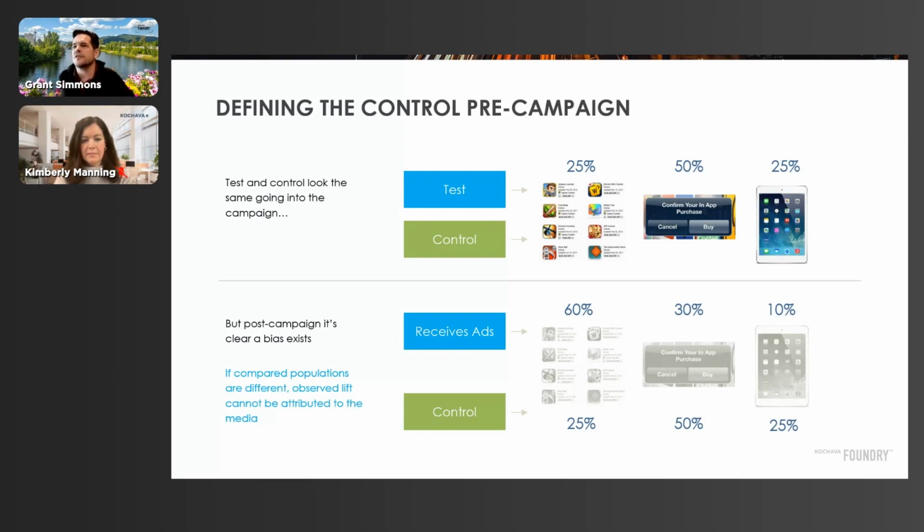And so if you observe differences in these two populations, once media has been run, is it due to audience differences or is it due to media? And unfortunately, you don't know. So at the end of the day, there's a bias control involved, typically within holdouts in digital.